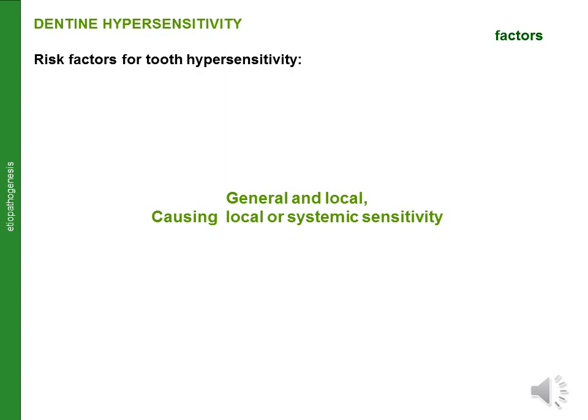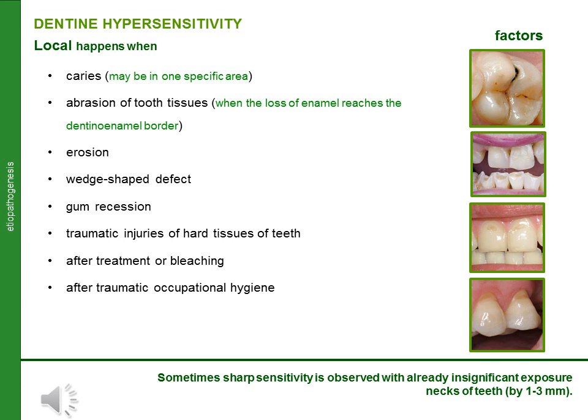Risk factors for tooth hypersensitivity. They may be general and local, causing local or systemic sensitivity. Local factors: caries, which may be in one specific area, abrasion of tooth tissue when the loss of enamel has reached the dentin border, erosion, wedge-shaped defect, gum recession, traumatic incisure of hard tissue of teeth, after bleaching treatment, after traumatic professional hygiene. Sometimes sharp sensitivity is observed with already insignificant exposure of necks of teeth by 1 to 3 millimeters.